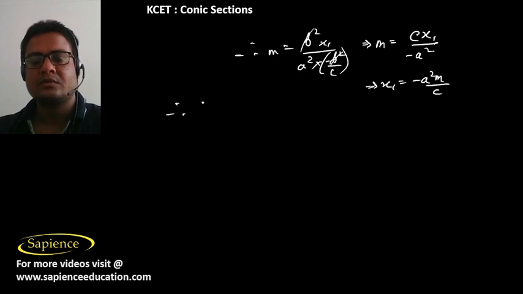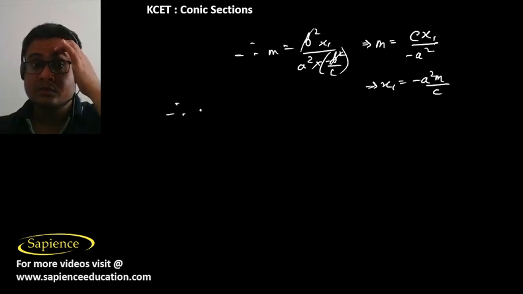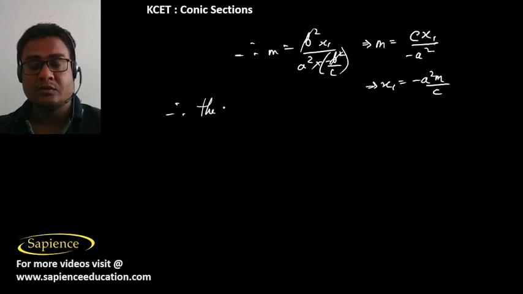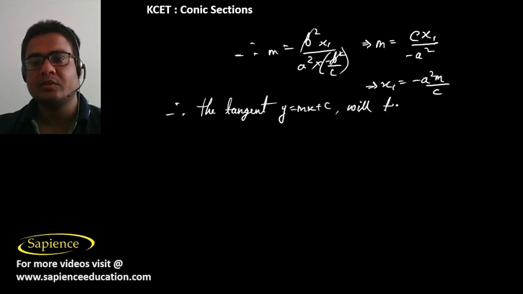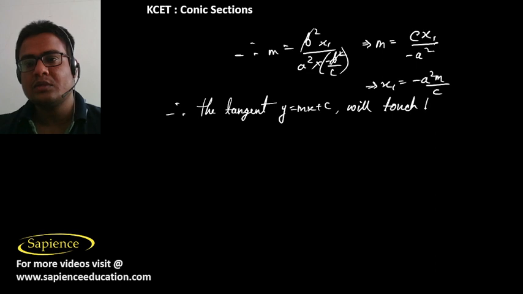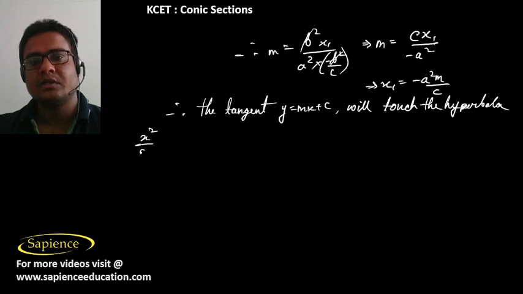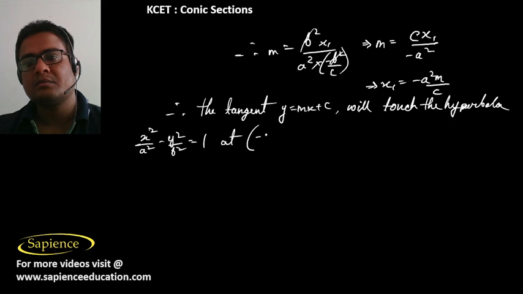So therefore the tangent y equal to mx plus c will touch the hyperbola x square by a square minus y square by b square equal to 1 at the point (minus a square m by c, comma minus b square by c).